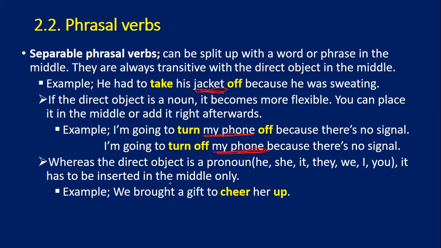For example: we brought a gift to cheer her up. Let's say the pronoun "her" comes after, we put it somewhere here. So: we brought a gift to cheer up her. Does that make sense? Obviously it does not. "To cheer up her" isn't said. It's "to cheer her up". So it's cheer her up, not cheer up her. Since this is a pronoun, it always comes in the middle.